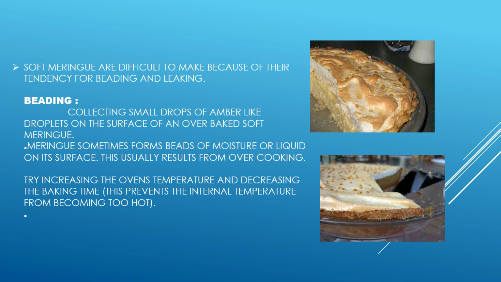What is beading? Beading is the collection of small amber-like droplets on the surface of an over-baked soft meringue. It is the formation of droplets of a golden brown color when the finished pie has had an opportunity to stand for a while. It results from the overcoagulation of some of the protein at the surface of the baked meringue. The problem is most likely found when the meringue has been placed on a hot pie filling, because the additional heat contained may bake the meringue more quickly than anticipated, leading to overbaking.